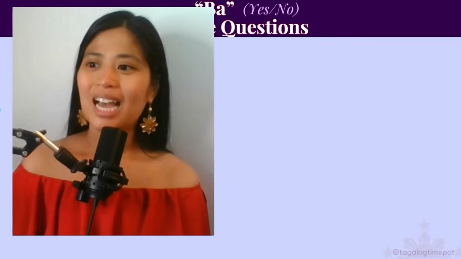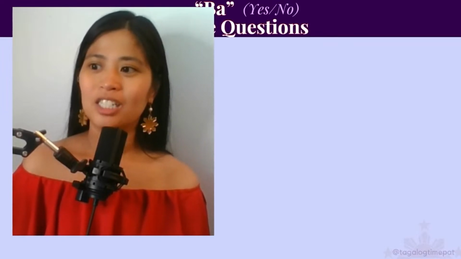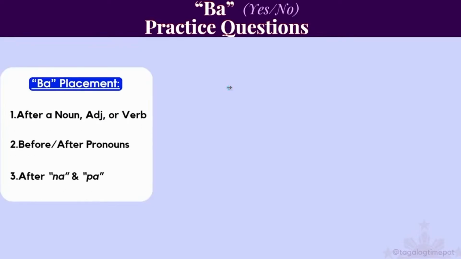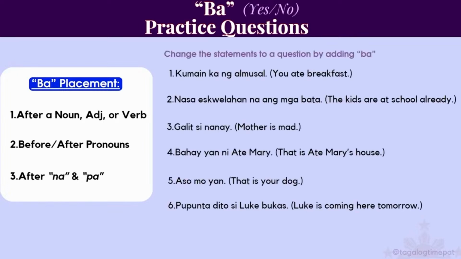Alrighty, last set of practice questions here. Let's practice ba, and here are the placements of ba. Remember, they go after a noun, adjective, or verb. They go before or after some pronouns, and then they go after na and pa if they appear in the question. Let's do the first one.